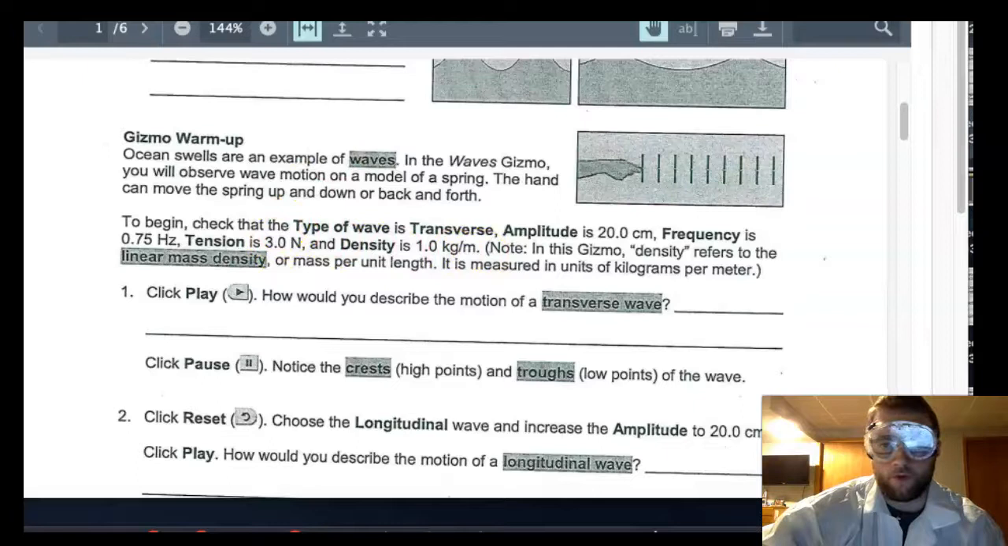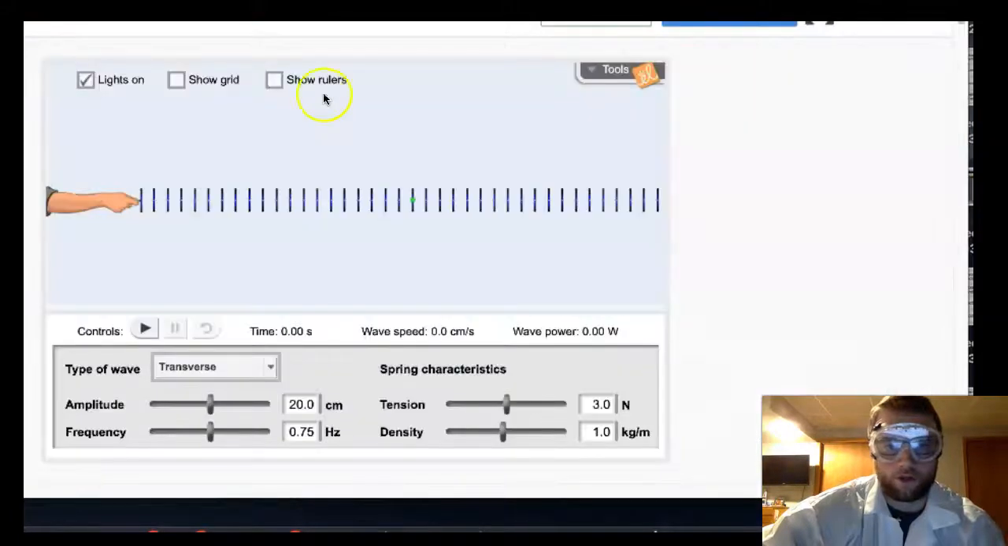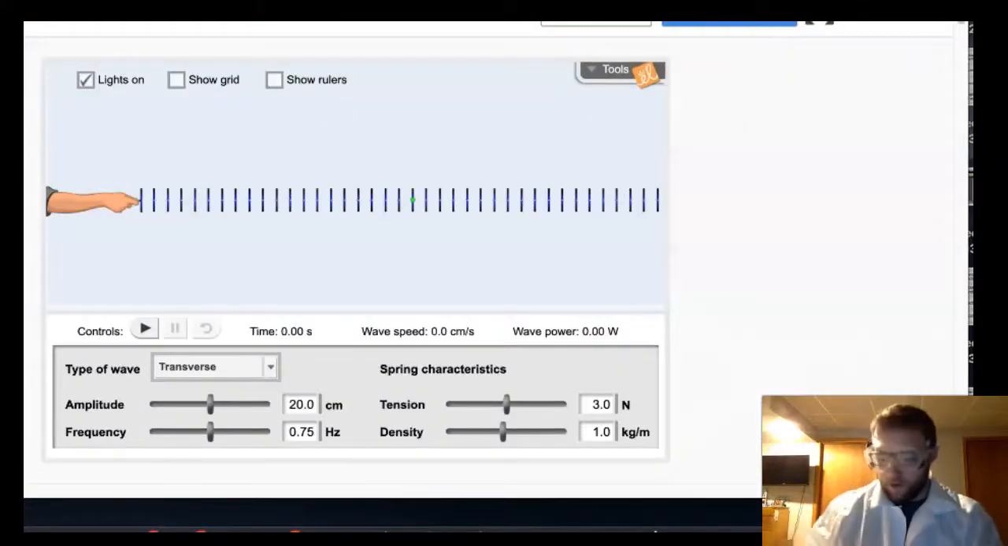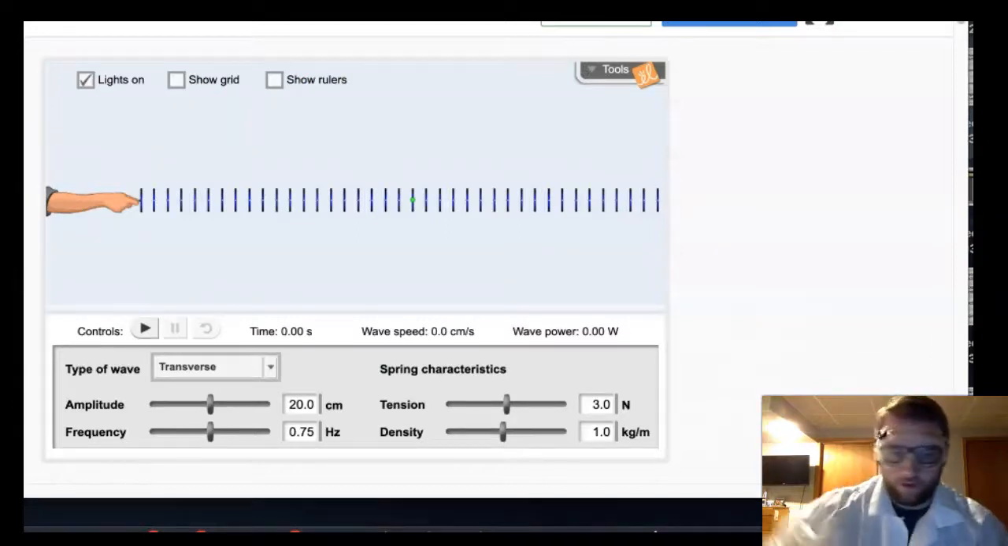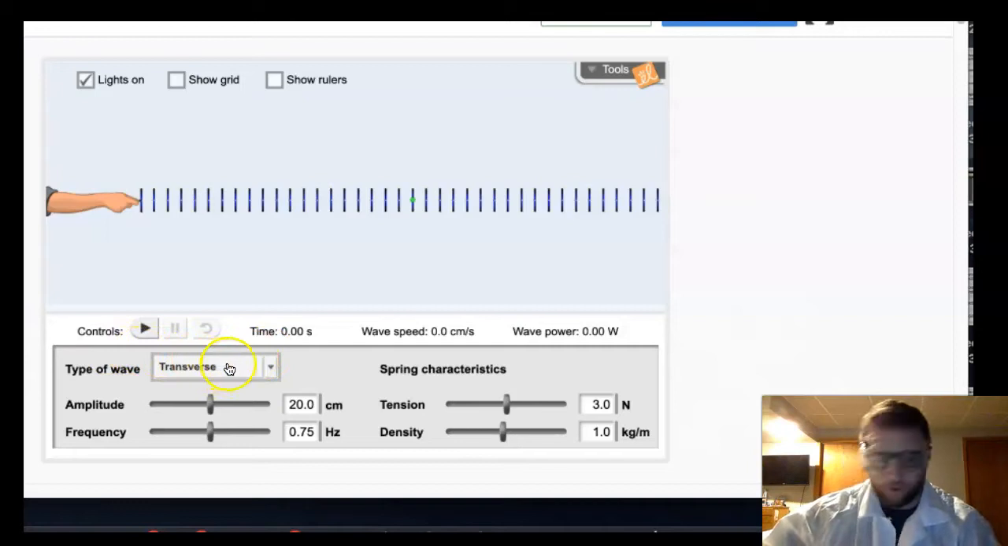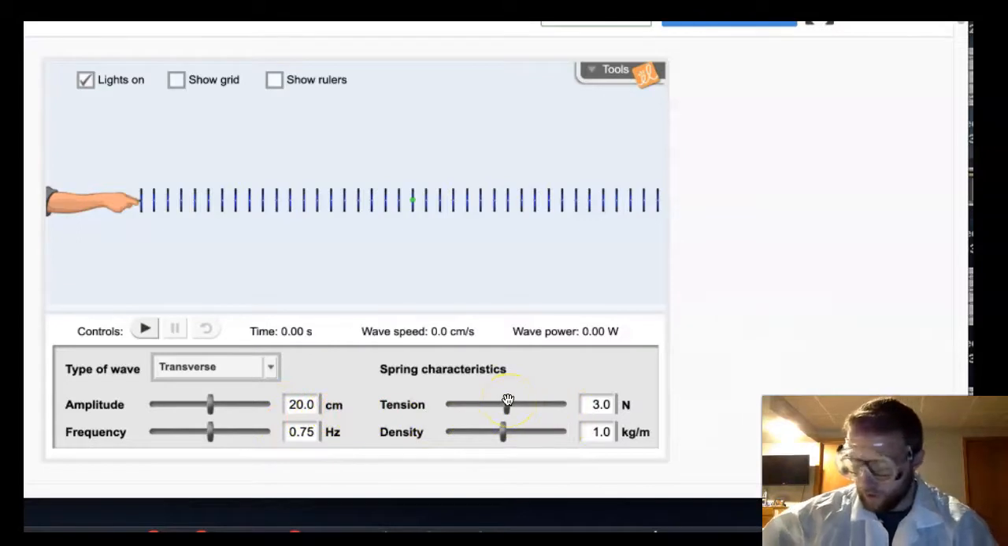Let's hop on over to our Gizmo and make sure this is so. We have a transverse wave, right down here. Our amplitude is 20 centimeters, absolutely. Our frequency is 0.75 hertz, and our density is 1 kilogram per meter. We are good to go.